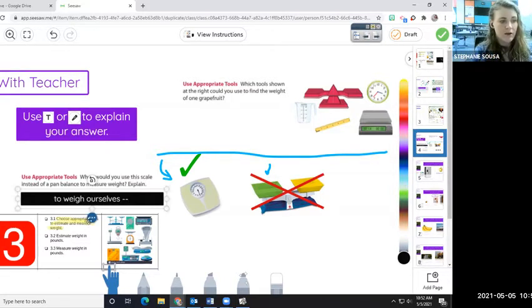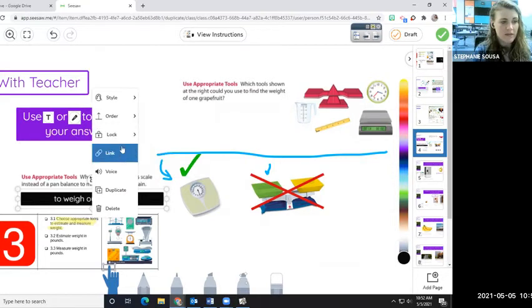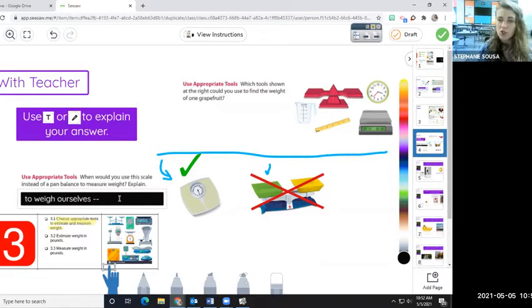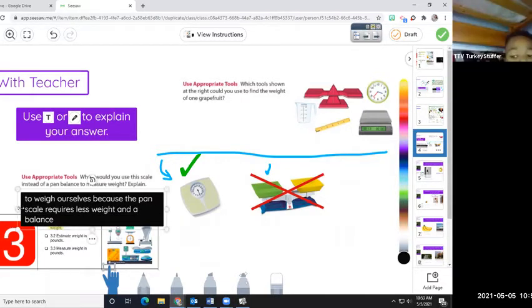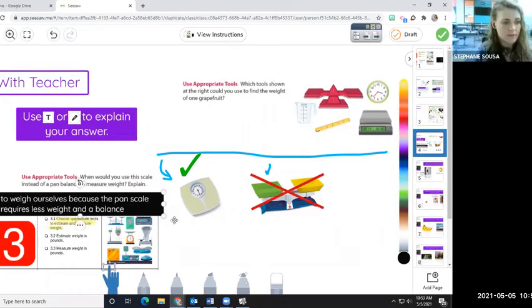When would you use this scale instead of a pan balance to measure weight? And then it says explain. So we've got to add. We could do this to weigh ourselves because the other scale, we'll say the pan scale, we'll be specific, requires a balance. And we don't want to have to balance our scales, okay?